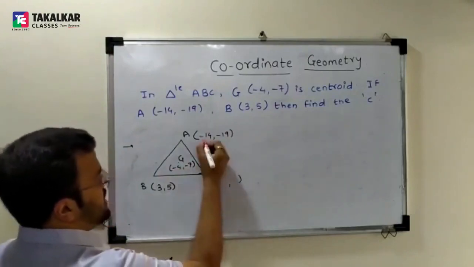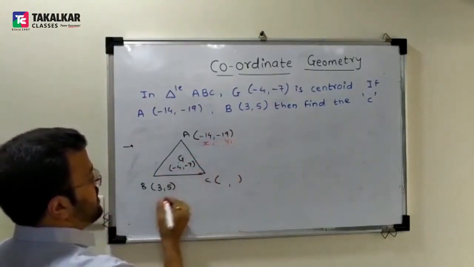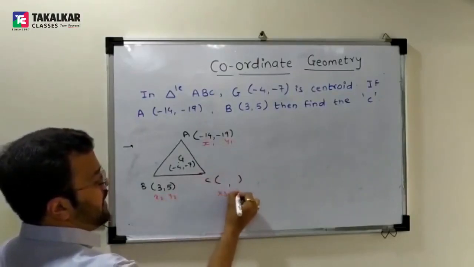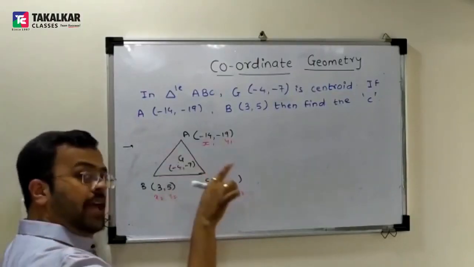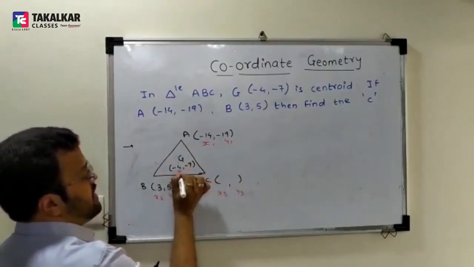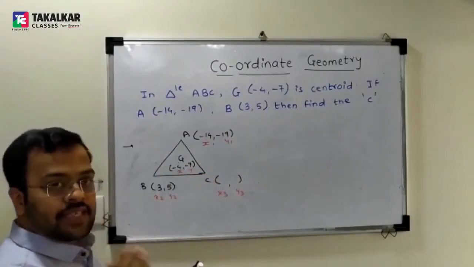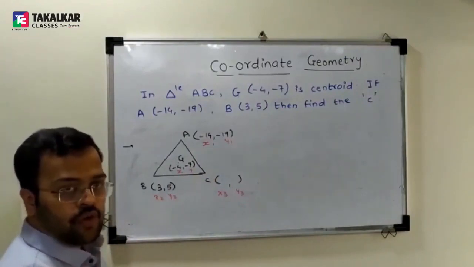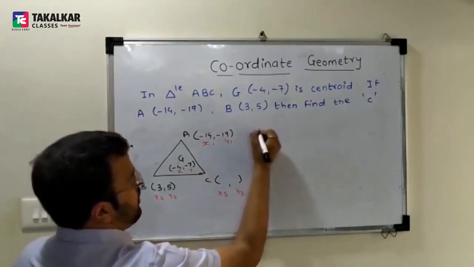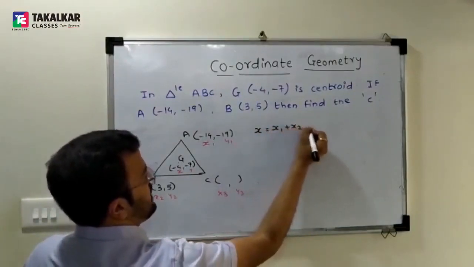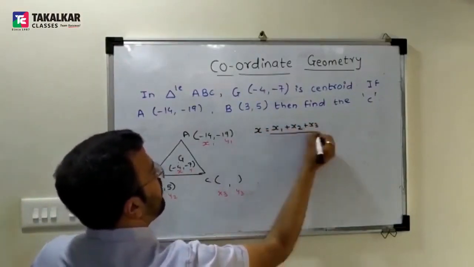This is my first point, x1, y1. Second point x2, y2. Third point x3, y3. And always our centroid name is (x, y). Now the question is related to the centroid, so we'll use the formula for the centroid. All of you know what the centroid formula is. x is equal to (x1 + x2 + x3) upon 3.